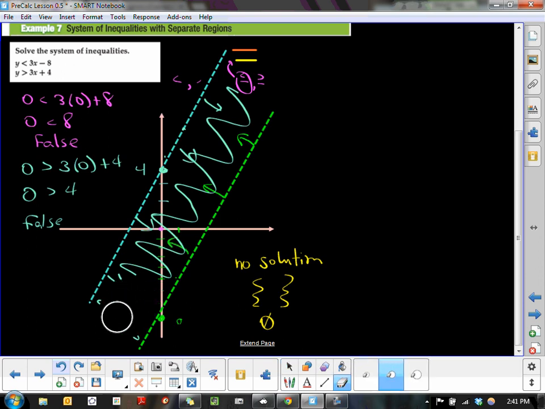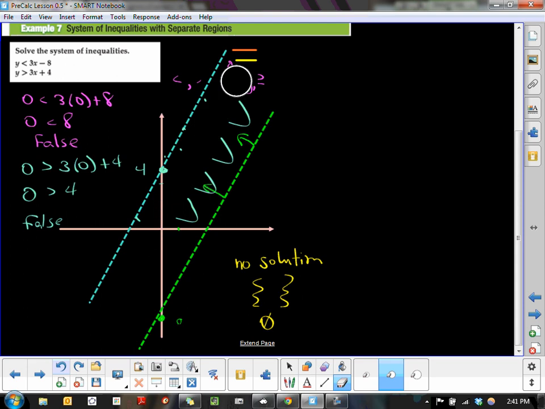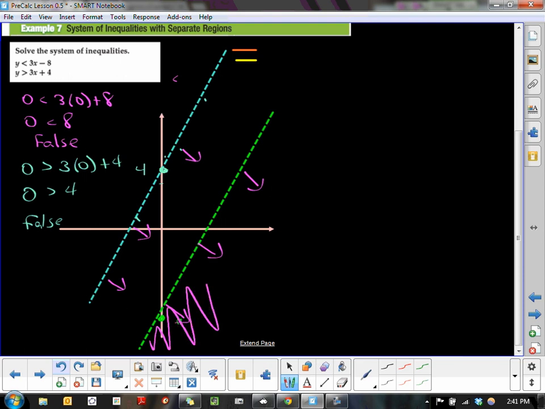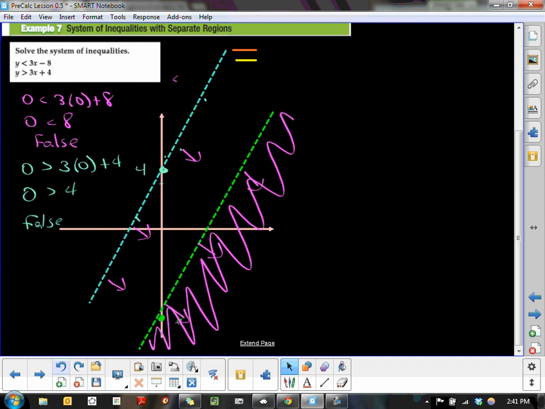It's also possible, and I've seen these types of systems, where you graph two parallel lines, and then you're below both of them. So this one's below, and this one's below. Now what is the region they have in common? It would only be the stuff that's below your green line. So those are some what ifs that you can be prepared for on your assignment.